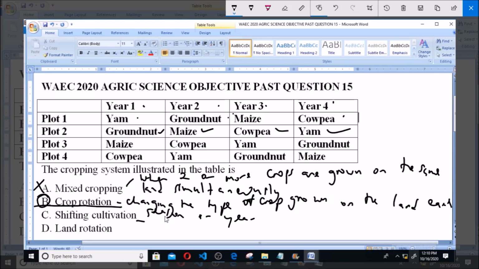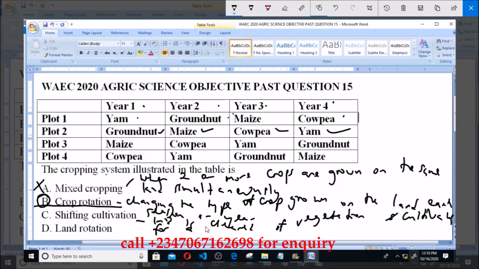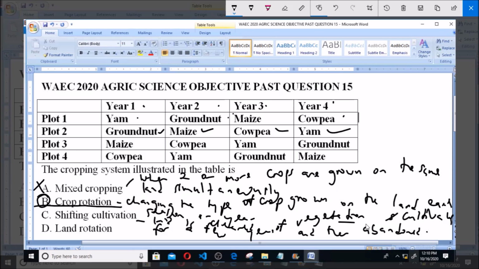Now, shifting cultivation is when a piece of land is cleared of vegetation and cultivated for a few years and then abandoned for a new area until the fertility of that particular land has been restored. So as you can see, it is not what we have here, and it is not the answer. And lastly, option D, which is land rotation, is similar to shifting cultivation, but in land rotation, the farmer cultivates the piece of land for a time and then leaves it for another land when it becomes infertile. Of course, that is not the case here, so it is incorrect.